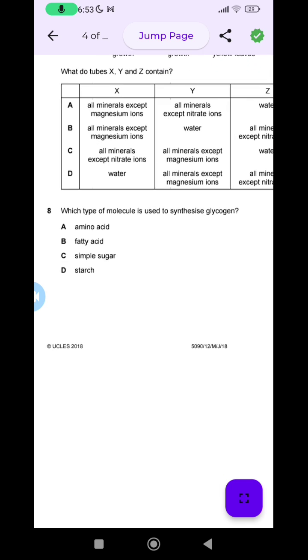Which type of molecule is used to synthesize glycogen? Now we know that glycogen is synthesized from simpler sugars, so C is the answer.